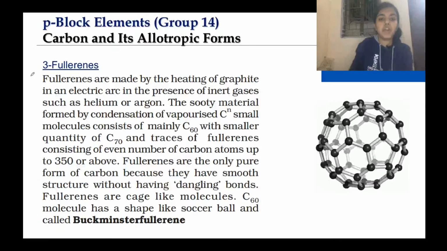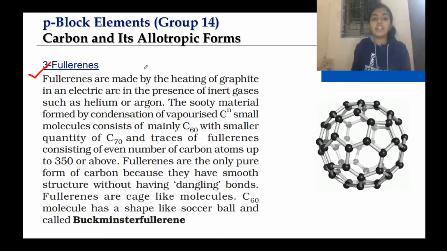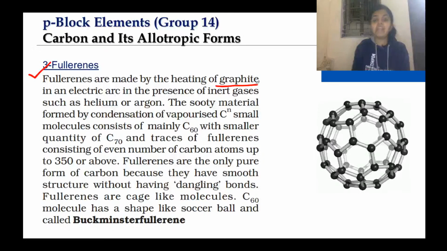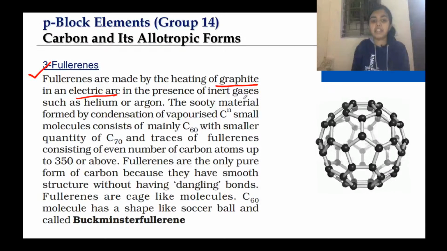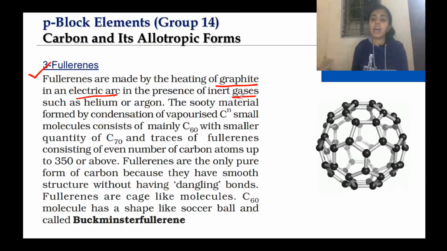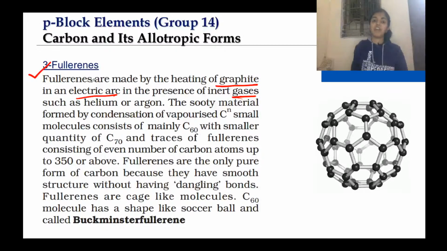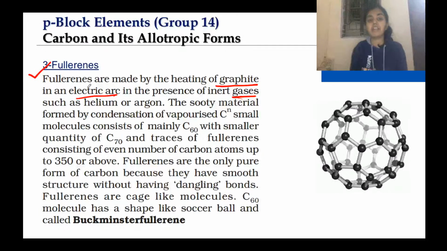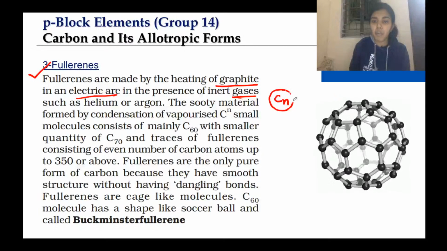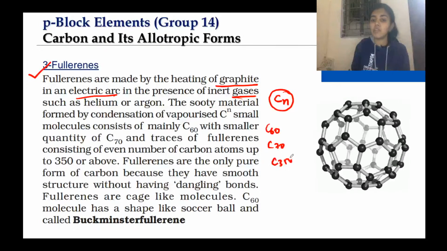Now, next you come on to what? Fullerenes, right? So, first we will learn how fullerenes are prepared. When you heat graphite with electric arc in the presence of inert gases. What are inert gases? The 18th group gases, right? Helium, neon, argon, krypton, these are inert gases. So in the presence of inert gases, if you heat graphite in electric arc, the sooty material that is released is of formula CN, that can be C60, C70, C350 also, right?